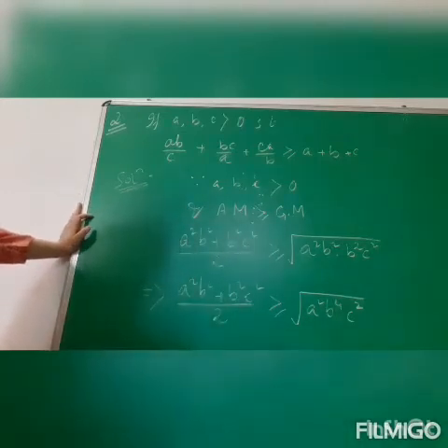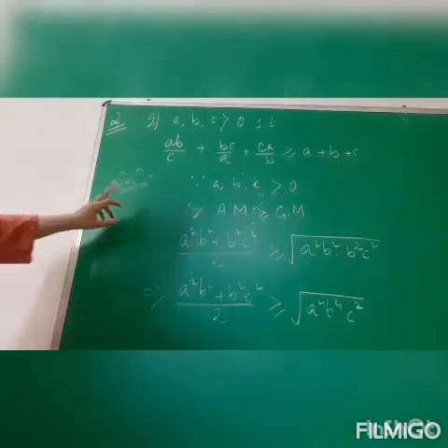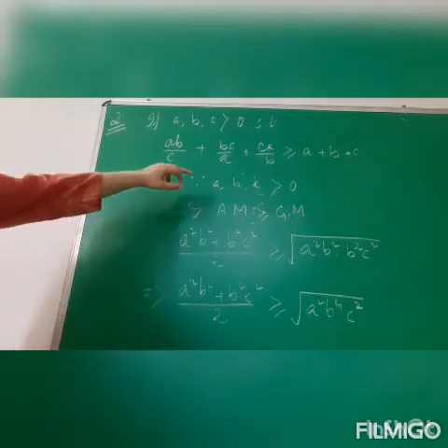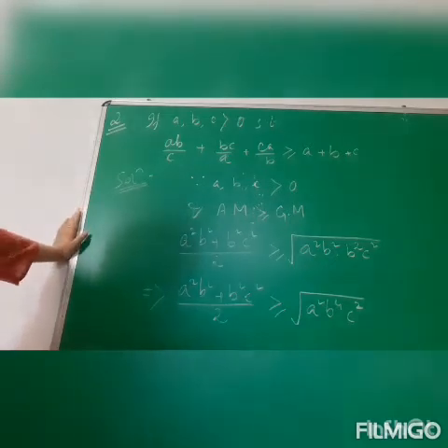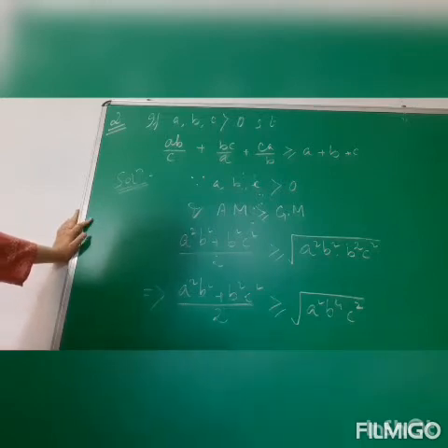Here it is said that we need to show ab/c + bc/a + ca/b is greater than or equal to a + b + c, where it is given that a, b, c are greater than 0. Okay. Now, it is given that a, b, c are greater than 0 and also we know that the arithmetic mean is greater than or equal to the geometric mean. Here we will consider two terms. One is your a²b² and the other is your b²c² in the first case.